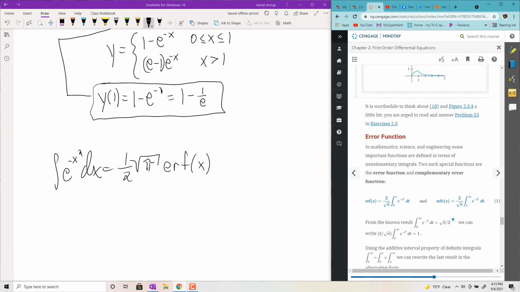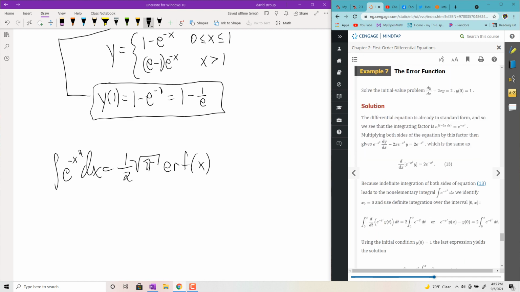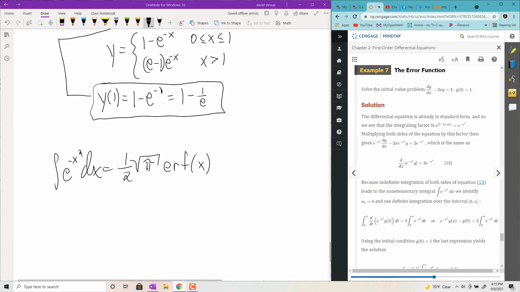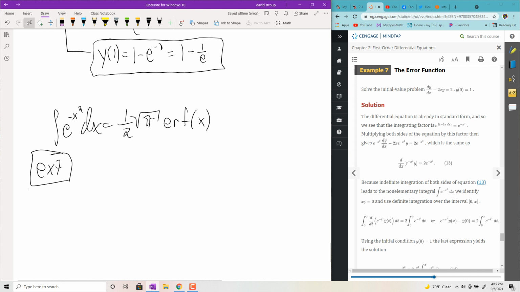I don't think it comes up in the homework, but they do use it to explain their answer in example 7. So let's see if we can cruise through that one real quick, and then we'll look at some WebAssign stuff. I think that seems like a good idea.